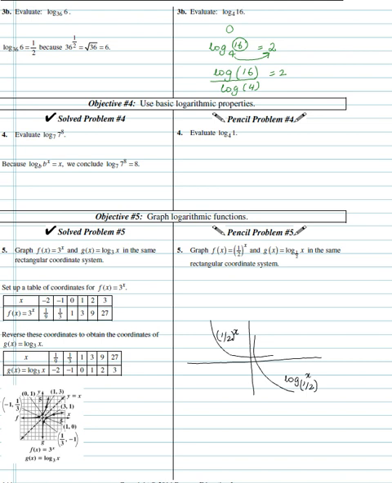Evaluate log 1 to the base 4. Any log 1 is 0. How? You ask yourself a question, to what power should you raise 4 to give you 1? And that power simply would be 0. So log 1 to any base is 0.